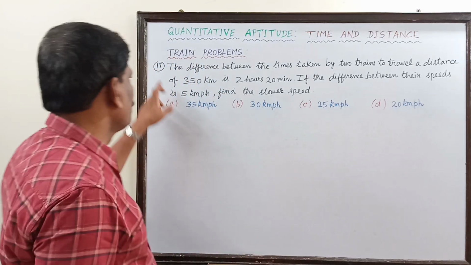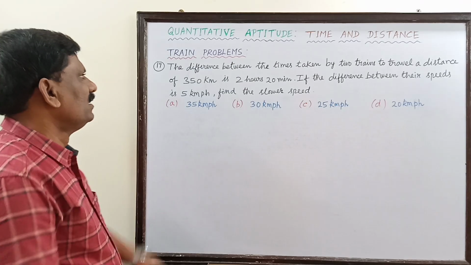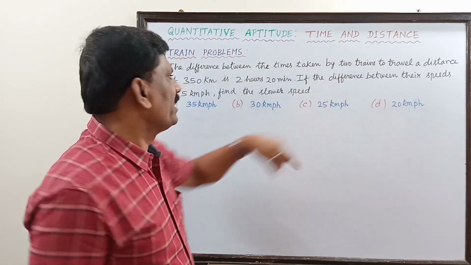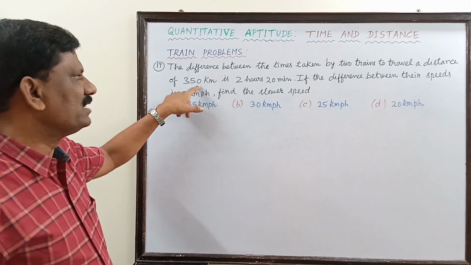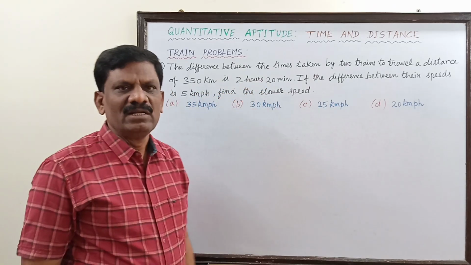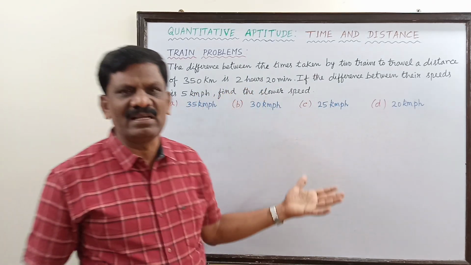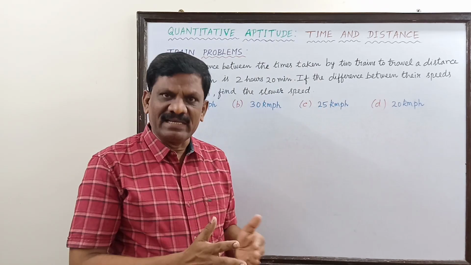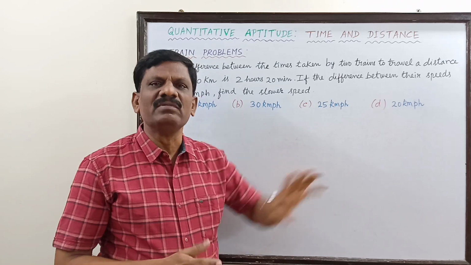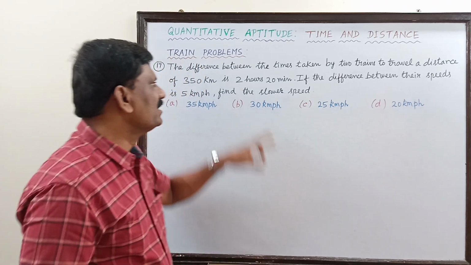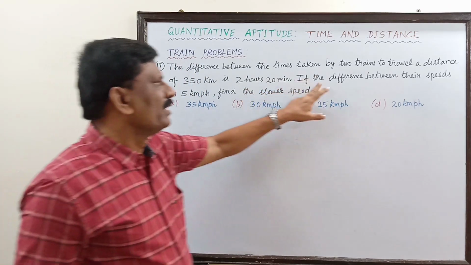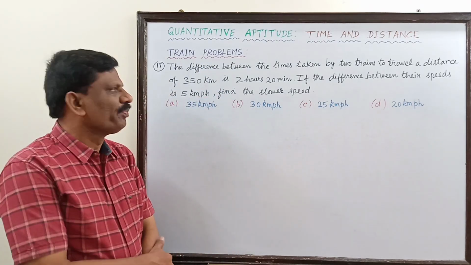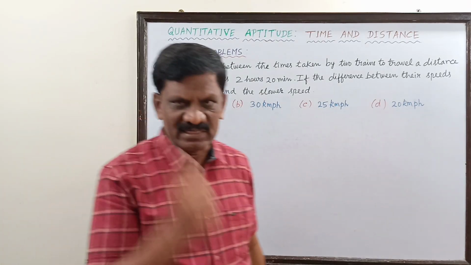Hi students, problem number 17. The difference between the times taken by two trains to travel a distance of 350 km is 2 hours 20 minutes. So one train is faster, the other train is slower. The faster train will consume lesser time and the slower train will consume greater time, and the difference between the times is 2 hours and 20 minutes. If the difference between their speeds is 5 km per hour, then find the slower speed.